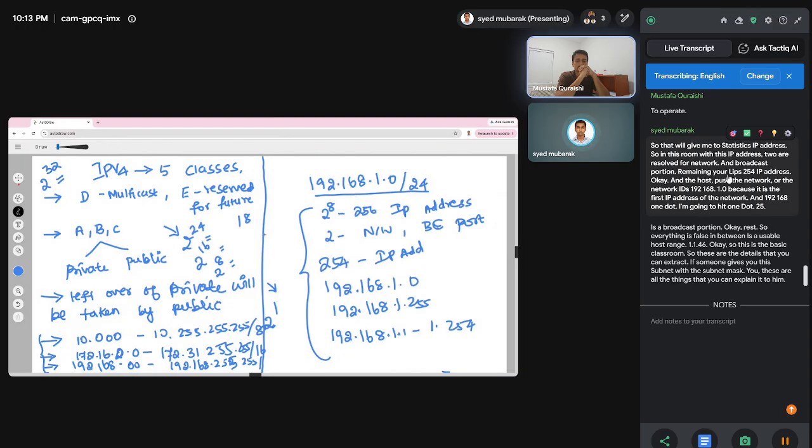Now let's get into classless. If you understood this clearly, let's move to the classless, which is called variable length subnet masking, or CIDR, whatever.